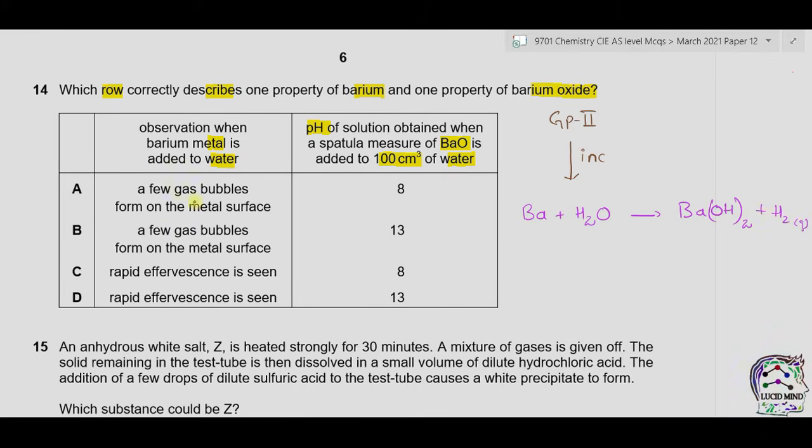We have a few bubbles form on the metal surface. Again, B is the same. In C, we can see rapid effervescence is seen. Now, as barium is more active, rapid effervescence is seen in this reaction. This is due to bubbles of hydrogen gas that is produced. Second is the pH of solution when barium oxide is added to water. Barium oxide is a highly soluble oxide. It dissolves in water to form a base, which is barium hydroxide. Now barium hydroxide is highly soluble, so therefore it will form a pH of 13. Correct answer is therefore D.